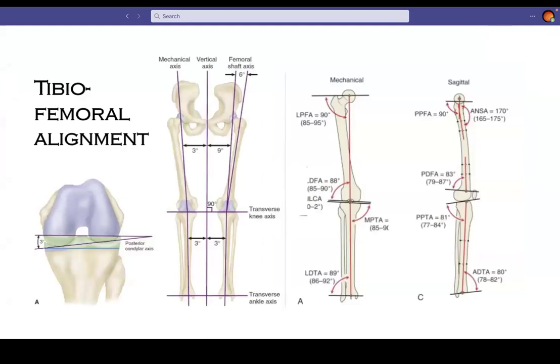All of us know regarding the tibiofemoral alignment, the posterior condylar axis, and what the anatomical axis and the mechanical axis are. The mechanical axis makes 6 degrees with the anatomical axis and a further 9 degrees with the vertical axis. In the tibia, the anatomical and mechanical axes for all practical purposes are collinear, making 3 degrees with the vertical axis. We know about the LDFA, how to plot the LDFA, how to plot the MPTA, and the joint line convergence angle, so I'm not going into detail on that.